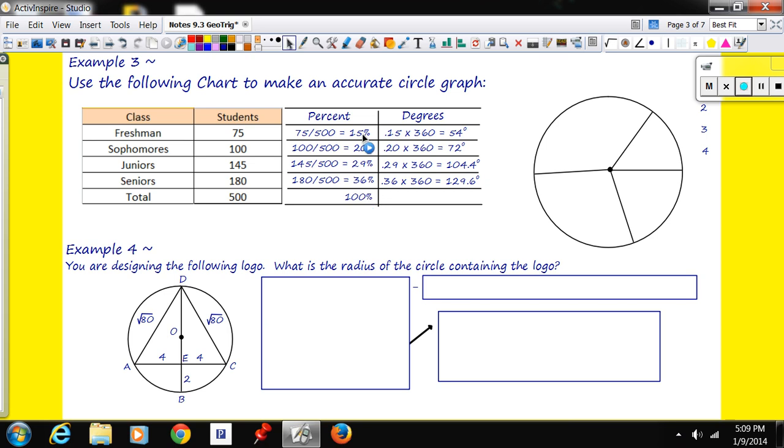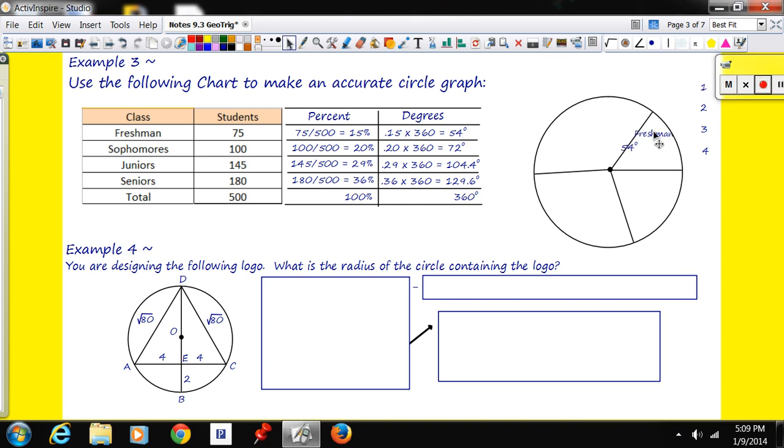If you added up all these percentages, you get 100% because you've got a whole circle. If you add up all these degrees, you get 360 degrees, again, because you have a whole circle. So what we want to do then is make our degrees correct, so we would have to start with a straight line here.